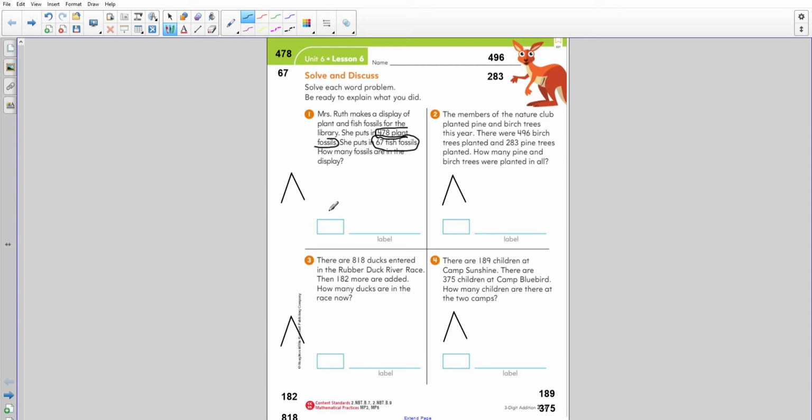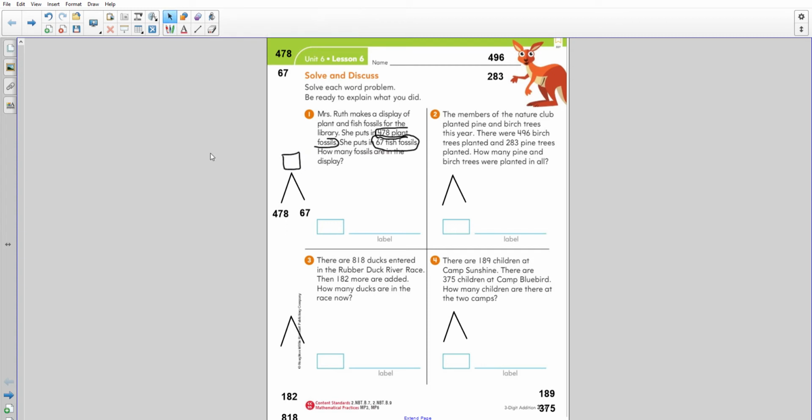So keep in mind now, I'm talking about two kinds of fossils. That means that these numbers will be going to the bottom of the math mountain. I'm not adding plant fossils to more plant fossils or fish fossils to more fish fossils. I'm taking 478 plant fossils and I'm adding 67 fish fossils. That means when I'm looking at it, my missing number is at the top.